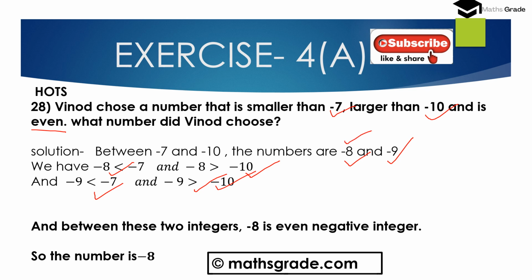8 is an even number, so minus 8 will be the answer. Between these two integers, minus 8 is the even negative integer. So the integer that Binod chose is minus 8. The integer that is smaller than minus 7, larger than minus 10 and even is minus 8.